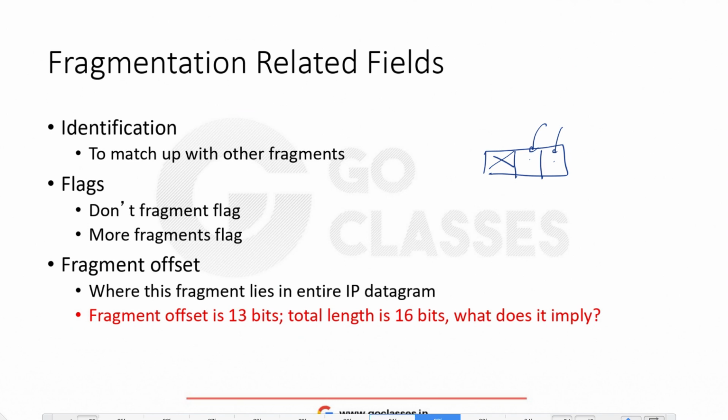See here what is happening. My total length could be 2 power 16. Now, since we are designing the IP header, you should not worry about the data link layer header. The limitations are provided by the data link layer header, but when we are designing the IP header, we should not worry about it. Maybe in the future some data link layer protocol will allow total length to be 2 power 16. Then we should be ready for that, right?